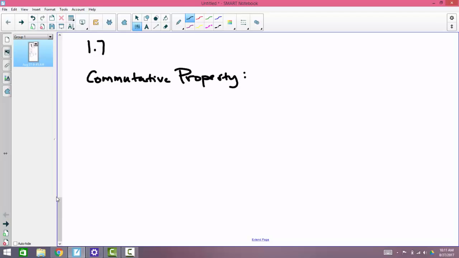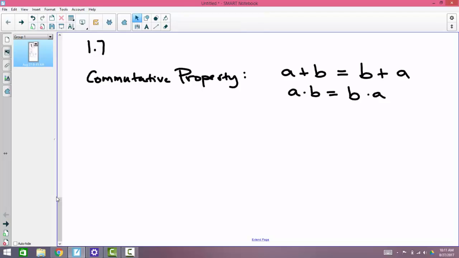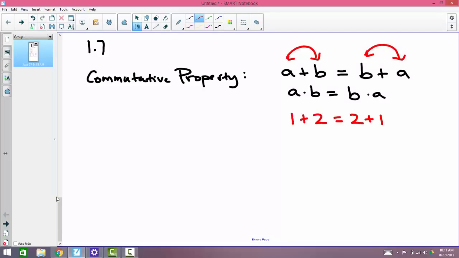I like to think of it as taking a commuter train. So if you go from Lansing to Jackson, you would then go from Jackson to Lansing, if that makes any sort of sense at all. You can do this with the commutative property of addition as well as the commutative property of multiplication. So basically you just flip your letters or your numbers. This could be done with numbers too. So 1 plus 2 is the same thing as 2 plus 1, and 1 times 2 is the same thing as 2 times 1. Commutative property.